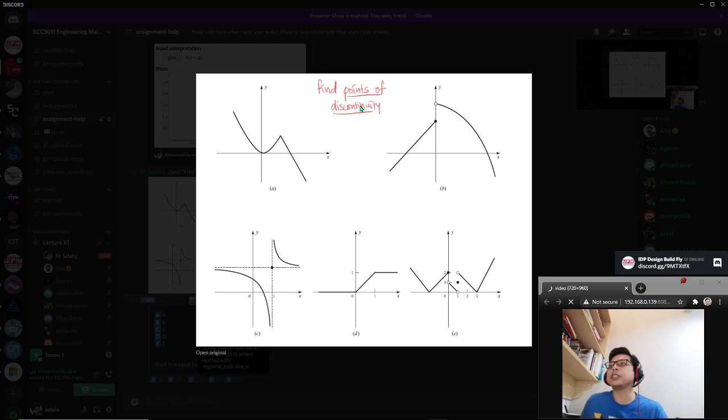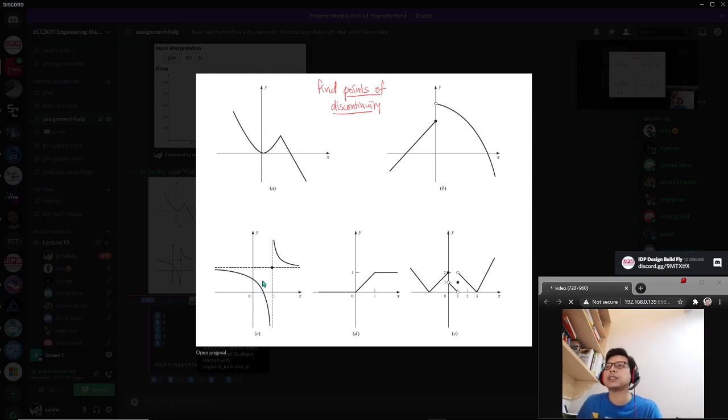So find the points of discontinuity. So you say that B, C, and E are discontinuous. So in this case, the point of discontinuity is here. Looks like when x equals 0, f of x has some value, but there's a discontinuity here. There's a gap here. There's a jump. Okay, now that's correct.